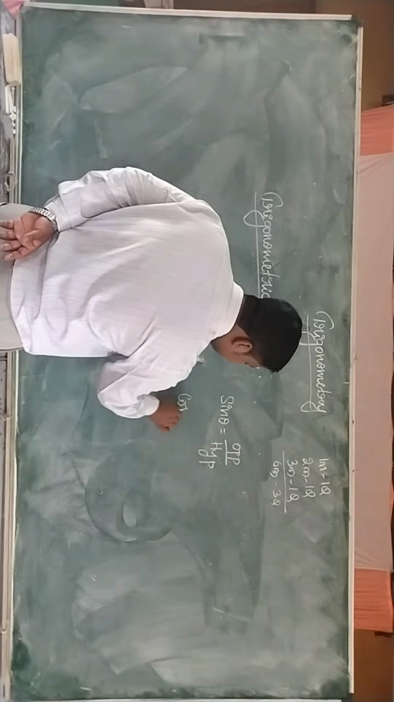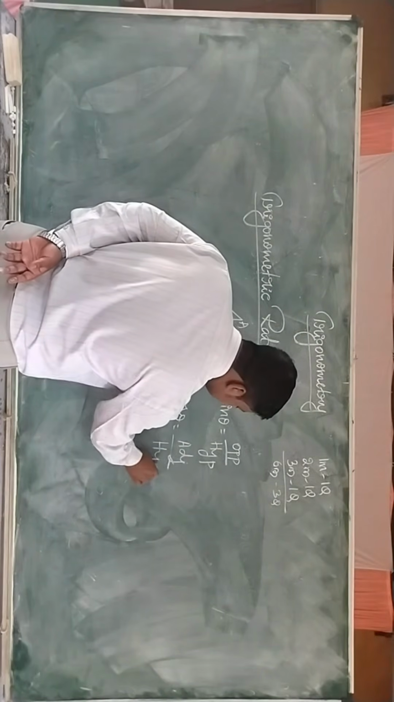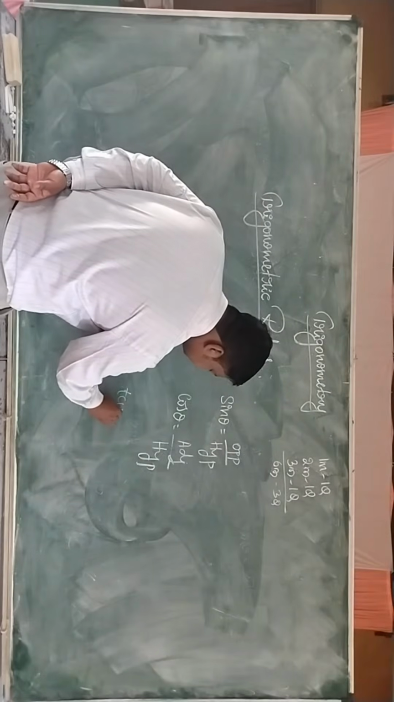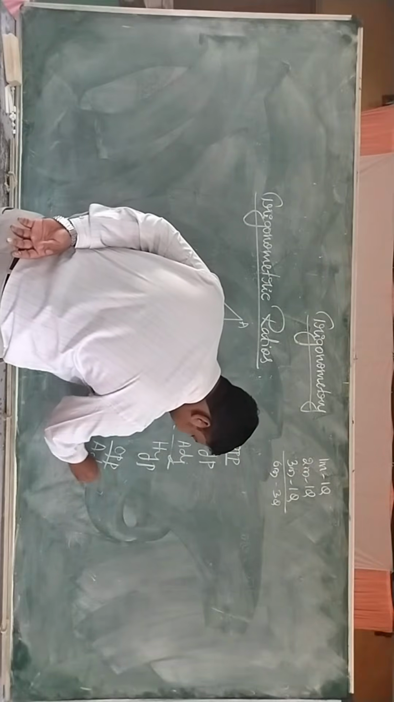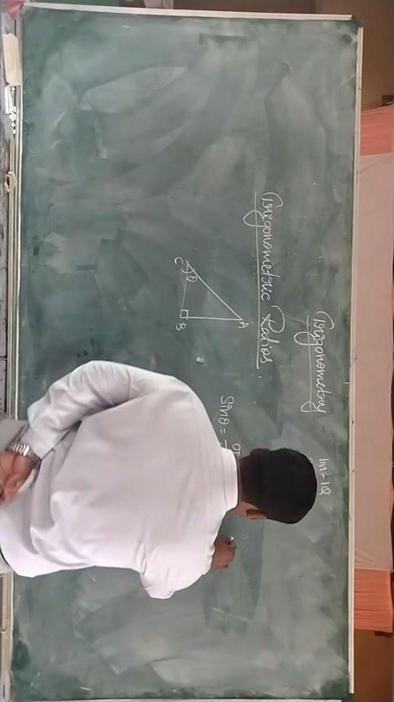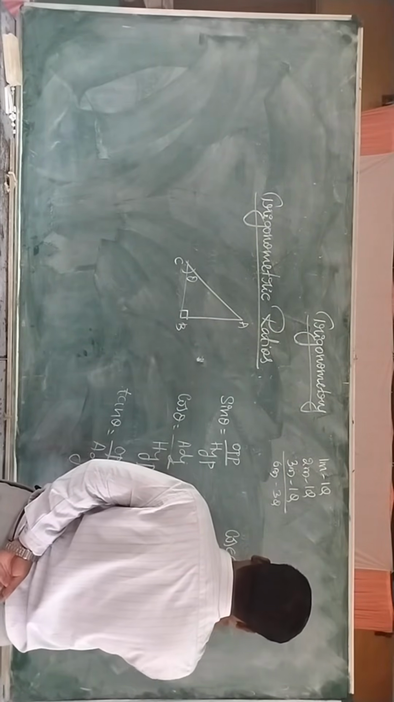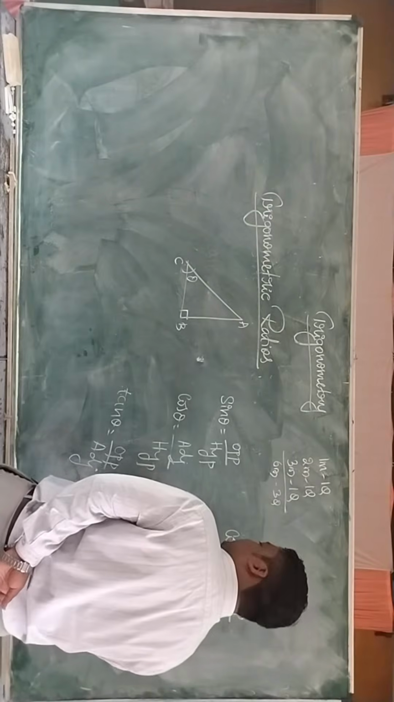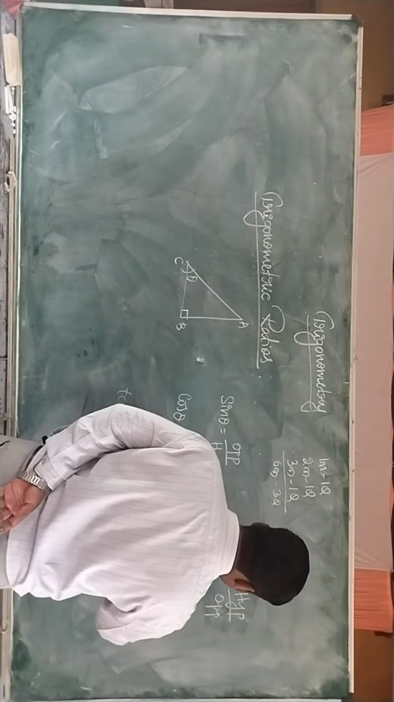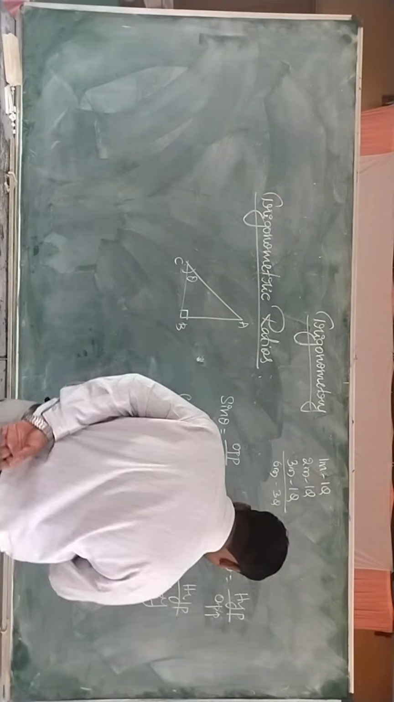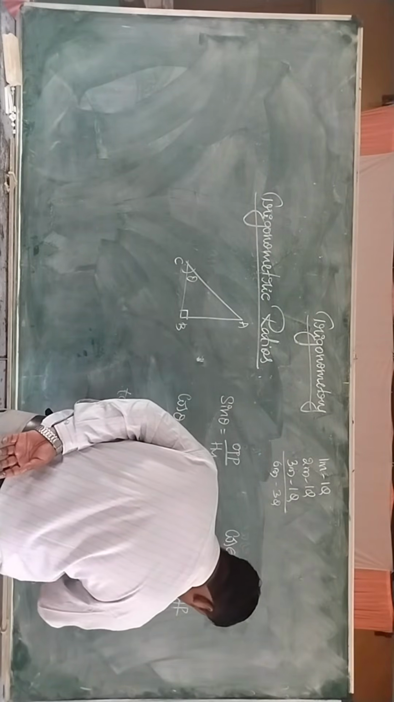Cos theta is adjacent upon hypotenuse. Tan theta is opposite upon adjacent. Cosec theta is hypotenuse upon opposite, and sec theta is hypotenuse upon adjacent, and cot theta is adjacent upon opposite.